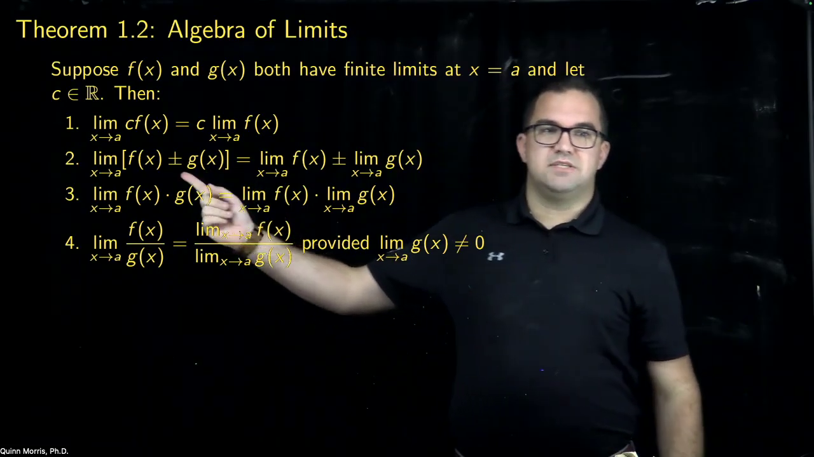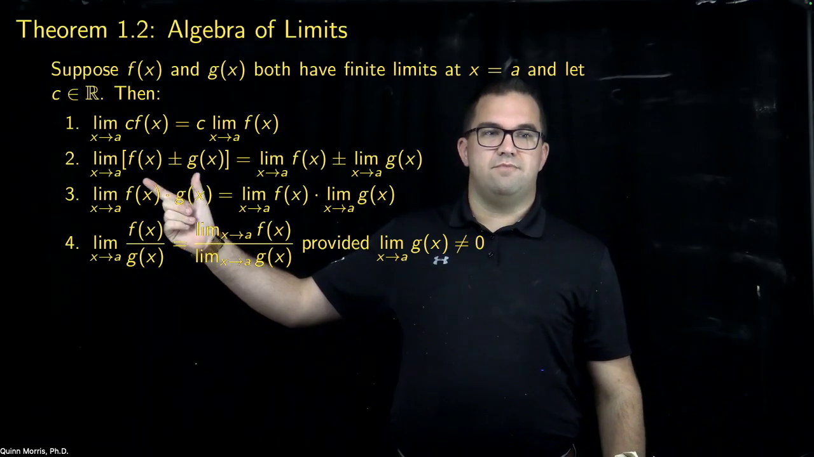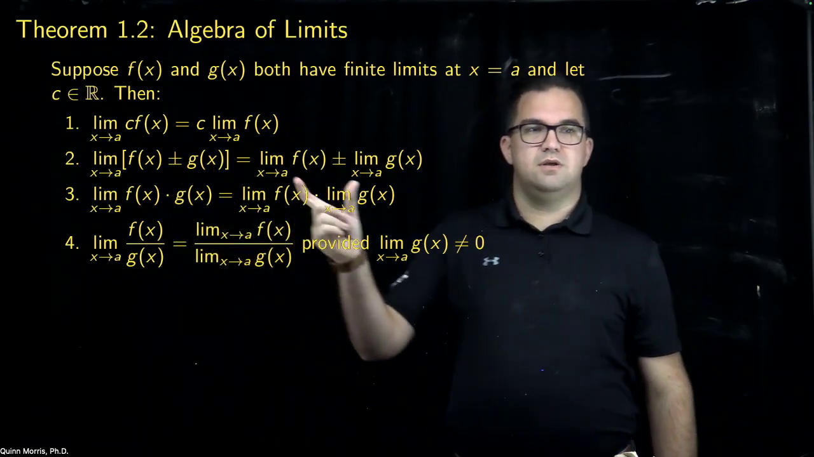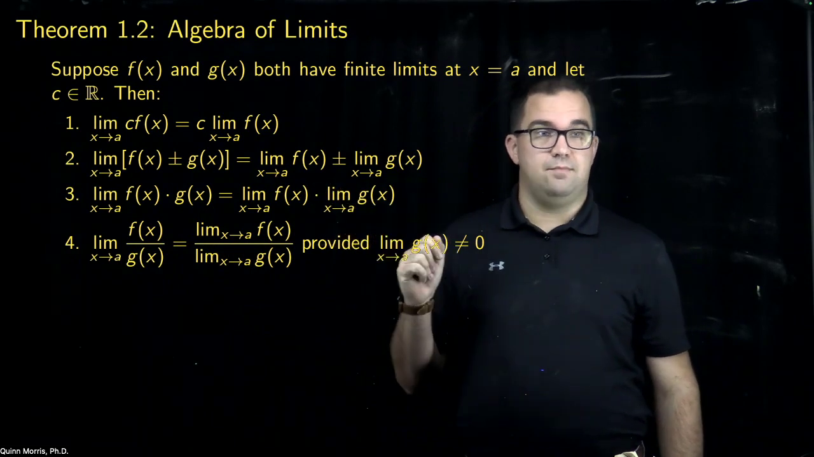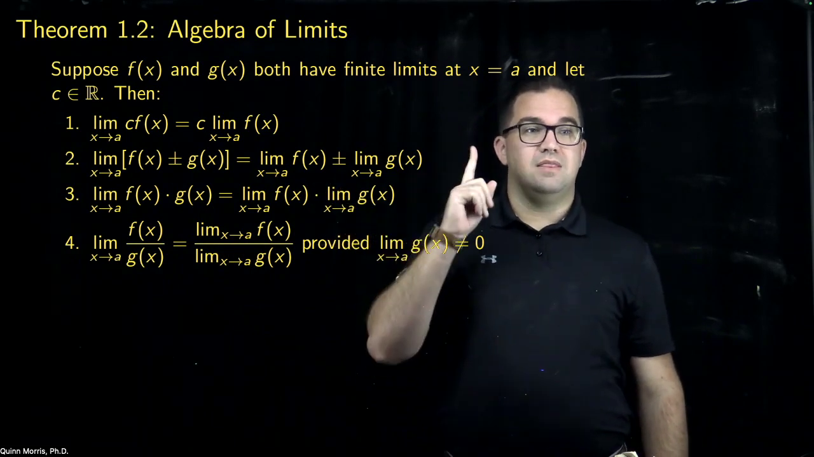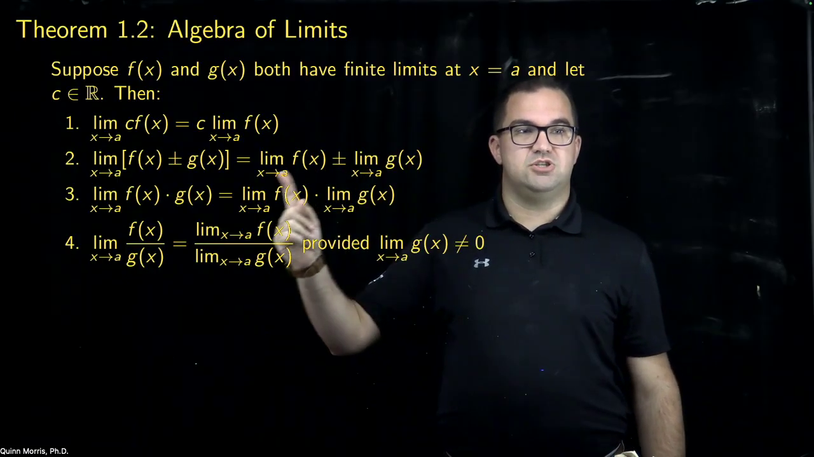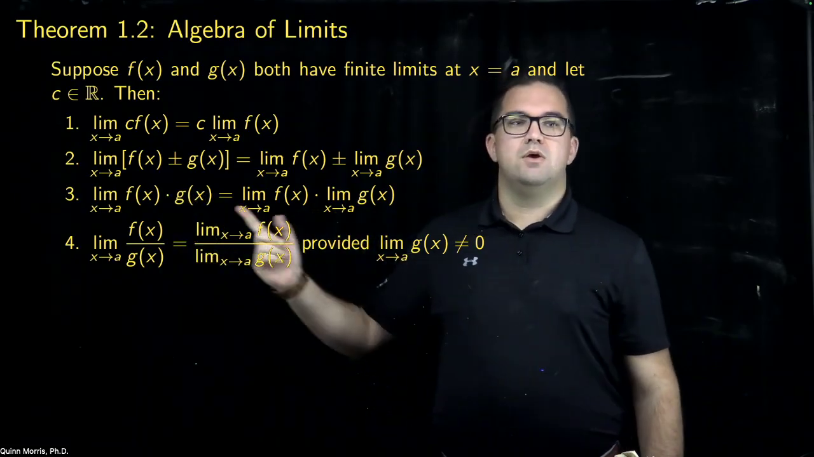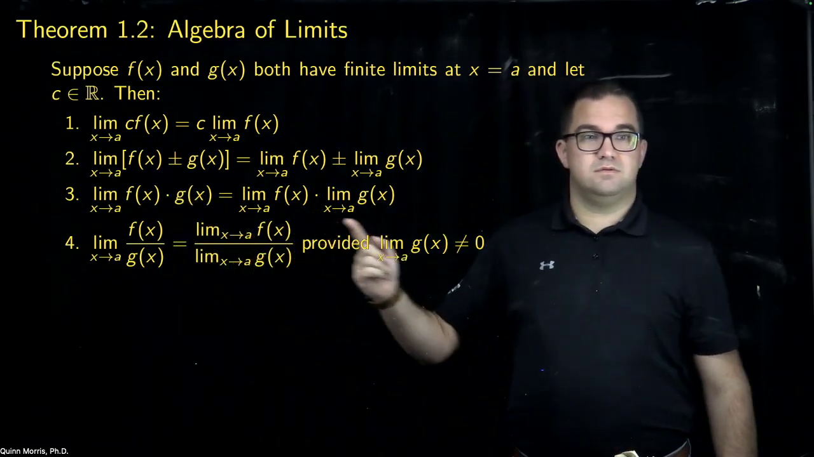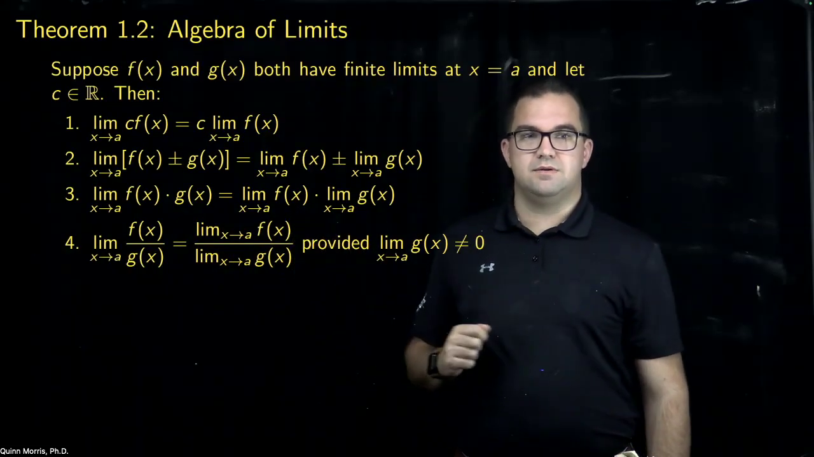I can break limits up over sums or differences. So if I have the limit as x approaches a of some function plus or minus another function, I can just rewrite that as the limit of the first part plus or minus the limit of the second part. Now remember, this assumes that you already know that these two individual limits exist, then you can calculate the limit of the sum. You can do the same thing with products. The limit of the product is the product of the two individual limits.